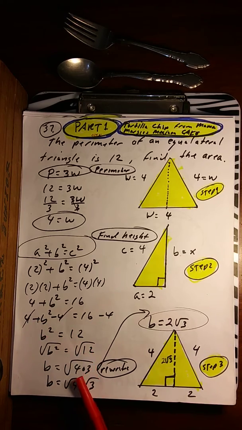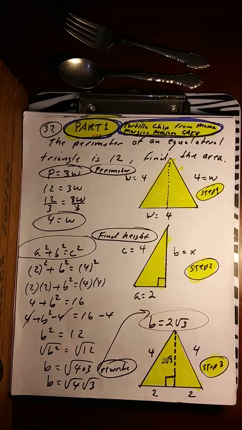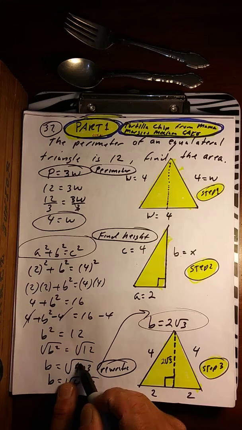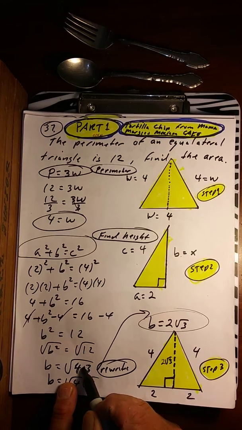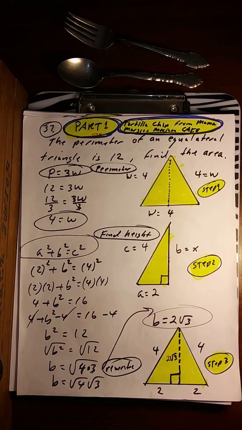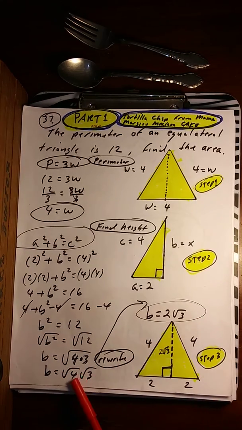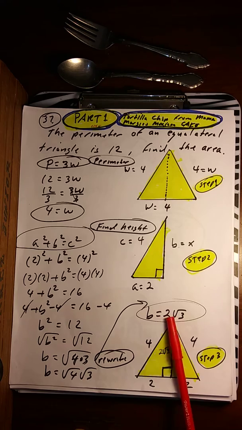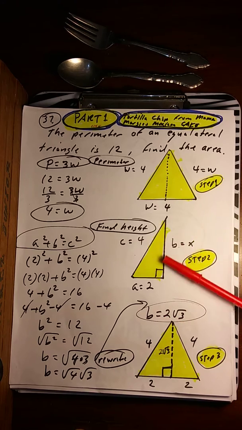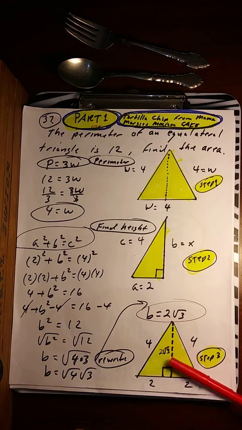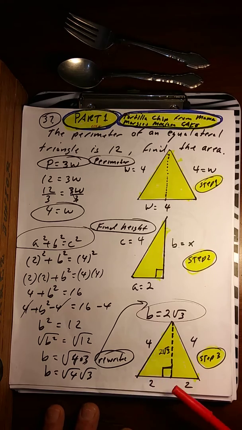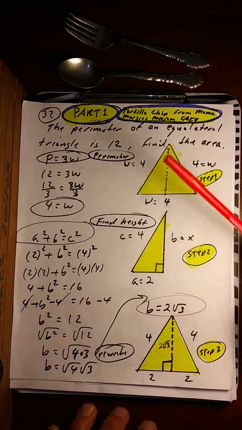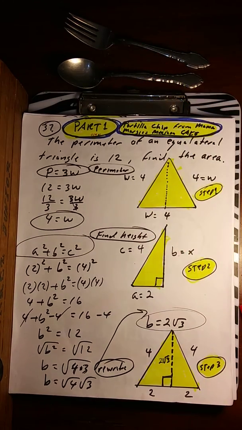Now, b squared is 12. Square root of 12 is the same as saying square root of 4 times 3. 4 multiplied times 3. Okay, and just break that up. Square root of 4, square root of 3. Square root of 4 is 2. So we know that b equals 2 square root of 3. So we know the height of this thing now is going to be what? 2 square root of 3. So we know that this is 2, this is 2. The height is that. So now, how do you find the area of a triangle?